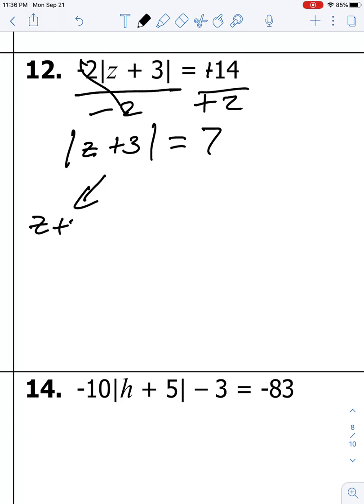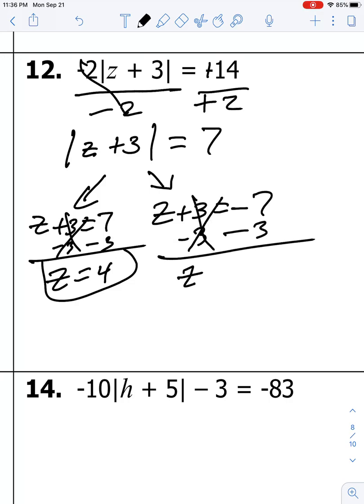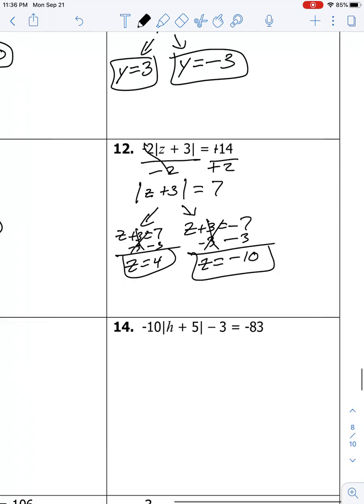All right, so take what's on the inside, write it down, z plus 3, and then set it equal to what's on the other side. Take what's on the inside and write it down again, set it equal to the negative of what's on the other side. And then solve for both. So here we're going to subtract 3, z equals 4. And then on the other side, subtract 3, z equals negative 10. And we have our two answers.